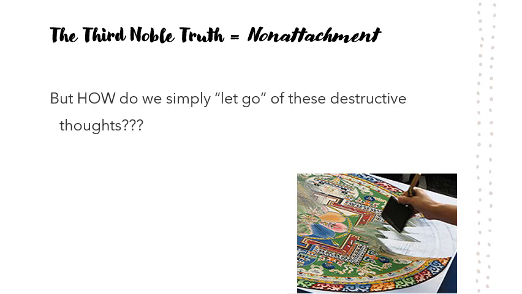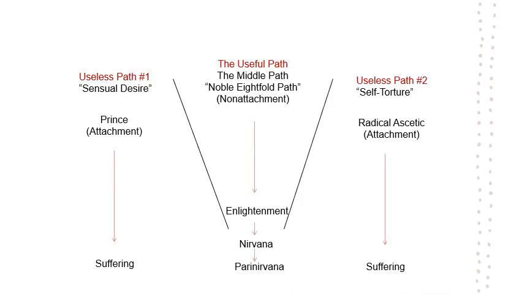But how do we simply let go of these destructive thoughts? I mean, it doesn't sound that easy. Well, to do this, we must embark on the middle path, also known as the Noble Eightfold Path, which is the path of non-attachment, which, as we described earlier, is the path between the two extremes of sensual desire and self-torture, which are just paths that lead to further attachment.